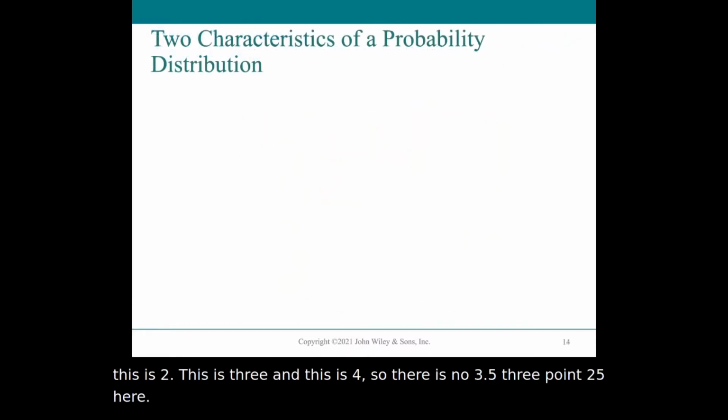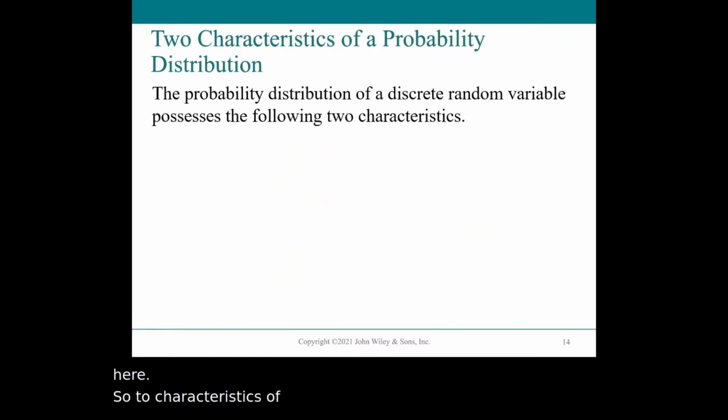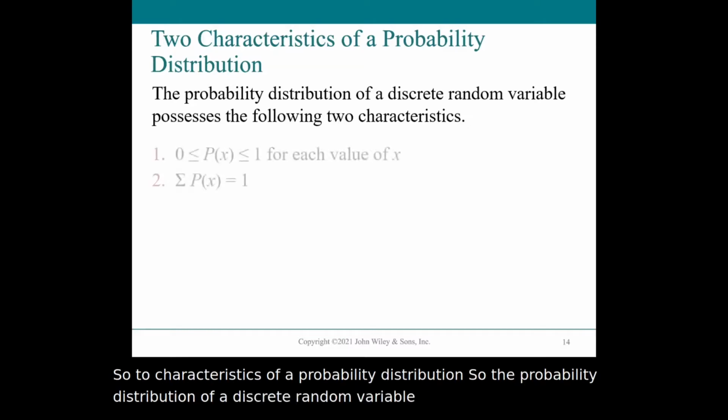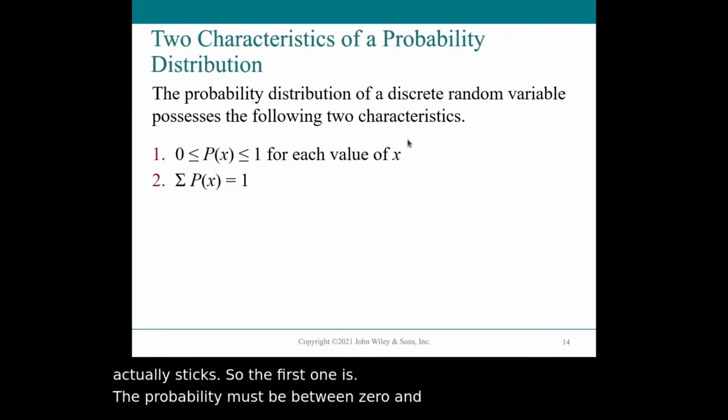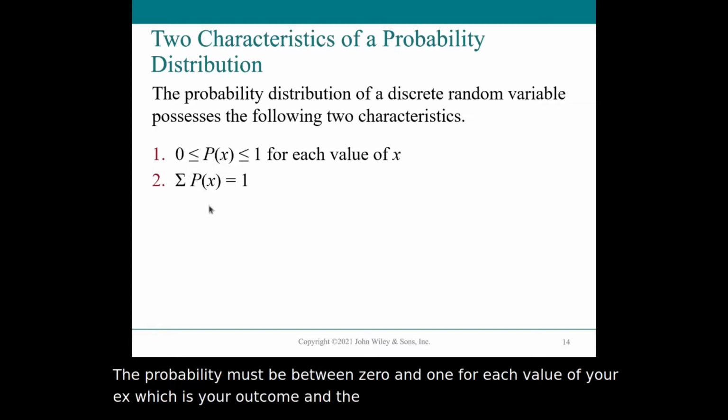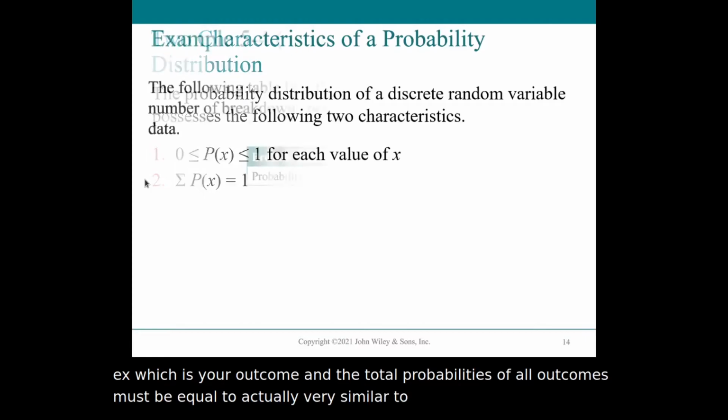So, two characteristics of a probability distribution. The probability distribution of a discrete random variable possesses the following two characteristics. The first one is the probability must be between 0 and 1 for each value of your x, which is your outcome, and the total probabilities of all outcomes must be equal to 1. Actually, very similar to the characteristics of probability.